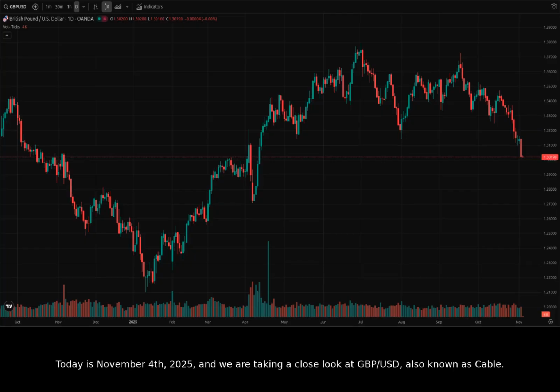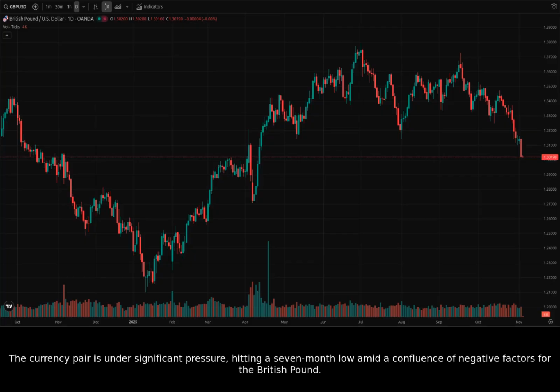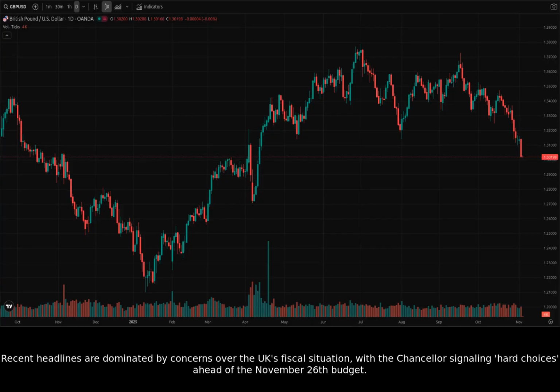Today is November 4th, 2025, and we are taking a close look at pound sterling to US dollar, also known as cable. The currency pair is under significant pressure, hitting a 7-month low amid a confluence of negative factors for the British pound. Recent headlines are dominated by concerns over the UK's fiscal situation, with the Chancellor signaling hard choices ahead of the November 26th budget.